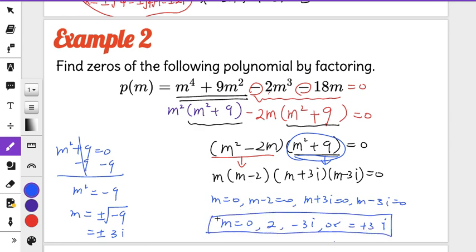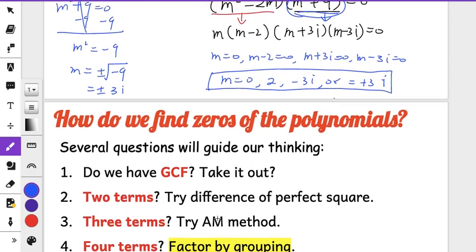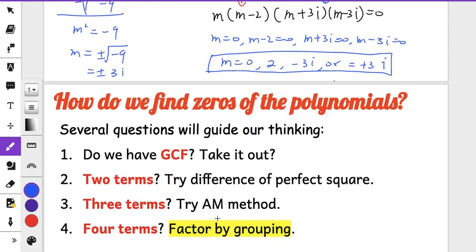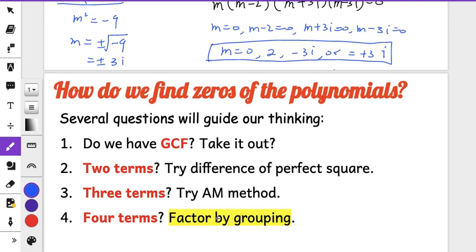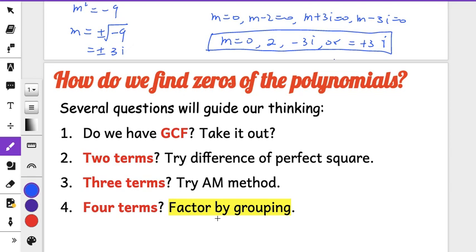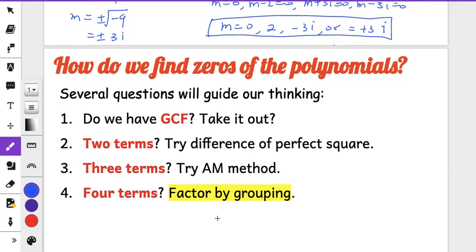Similar, right? So it really doesn't matter which way you want to use. Okay, since this is the last method, I'm going to take a quick several questions to guide our thinking about how we factor when dealing with all different kinds of situations.